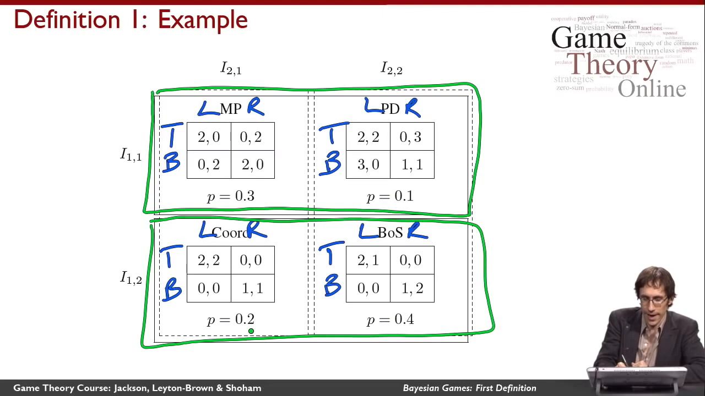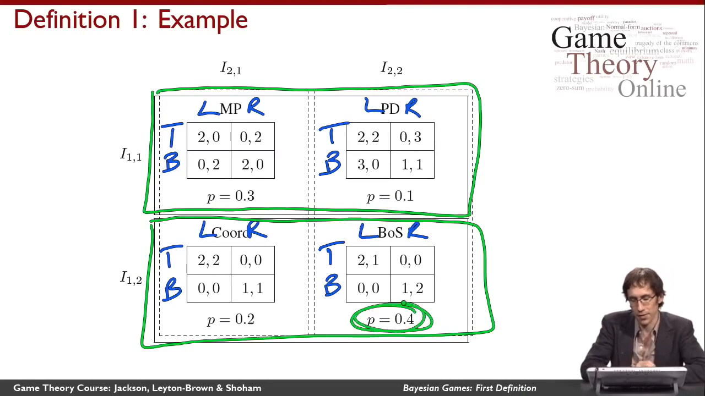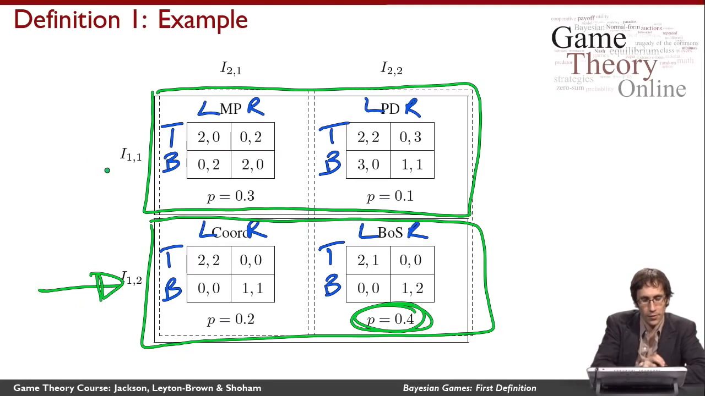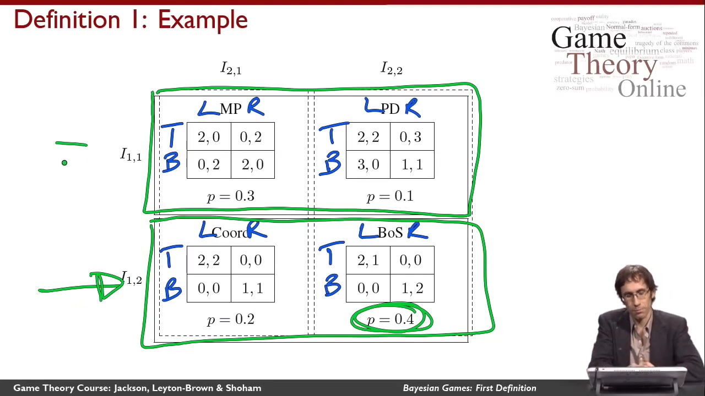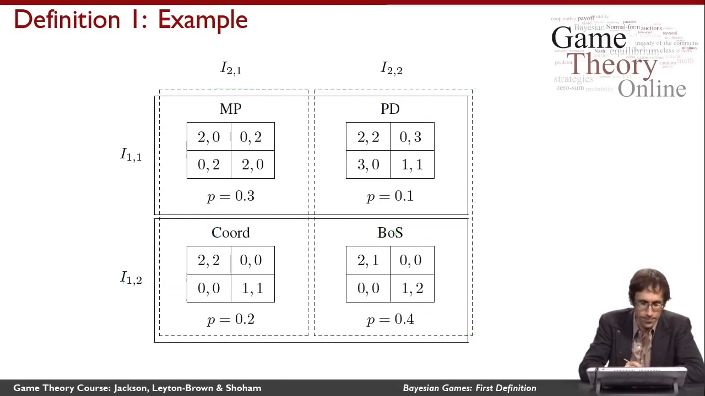Let's say the most likely thing happens, and the players end up playing Battle of the Sexes. In that case, what player 1 is going to find out is that he's in this equivalence class rather than this one. So that means he's going to know for sure that he's not playing matching pennies or prisoner's dilemma, but he's going to think that he might be playing either coordination or battle of the sexes. He's going to have no way of telling them apart.